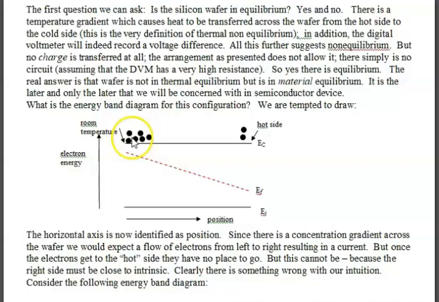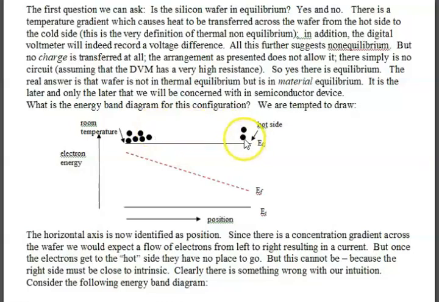And that's indicated here. Lots of electrons where the Fermi level is close to EC, few electrons where the Fermi level is far from EC. So we are tempted to draw the energy band diagram in this form. And what we said was, if there's a lot here and there's a little bit here, what's going to happen? There's going to be a flow of electrons from high occupancy to low occupancy. So there's going to be a movement of electrons from the left to right.